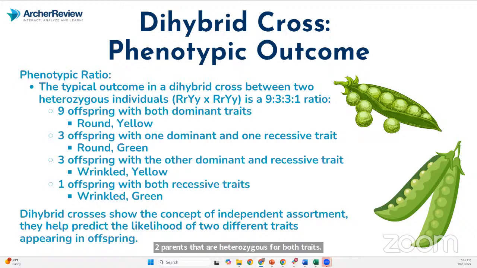So notice at the very top up here where it says capital R, lowercase r, capital Y, lowercase y. That represents one parent that's heterozygous for both traits. The X in the middle means crossed with. And then you see the other parent is capital R, lowercase r, capital Y, lowercase y. So these are parents that are heterozygous for both traits.